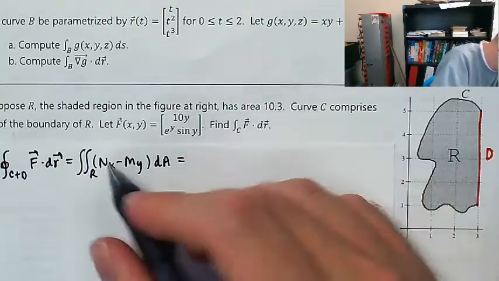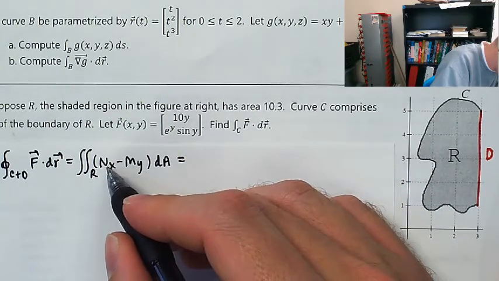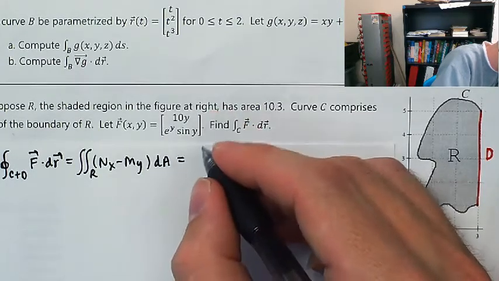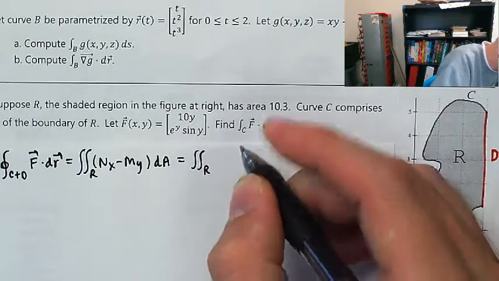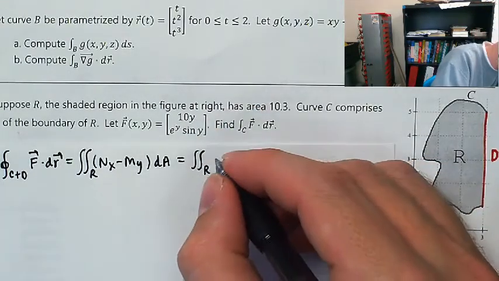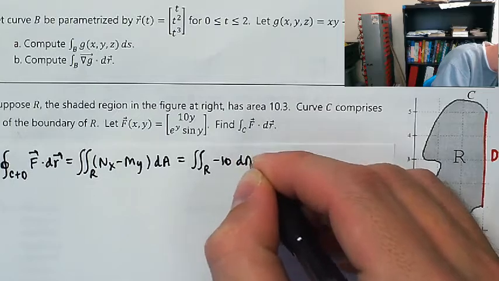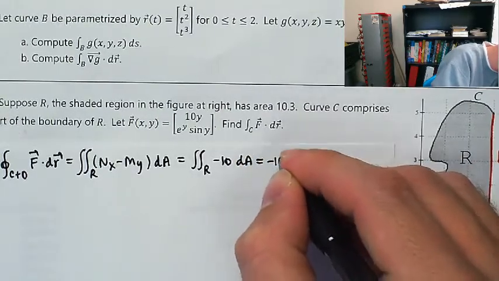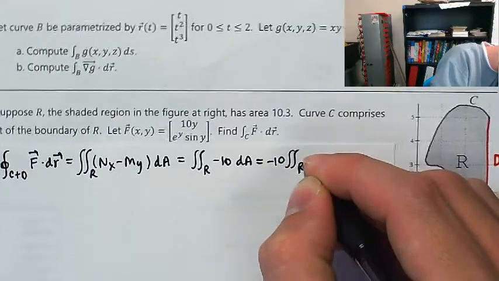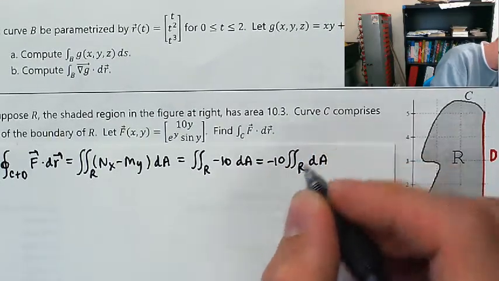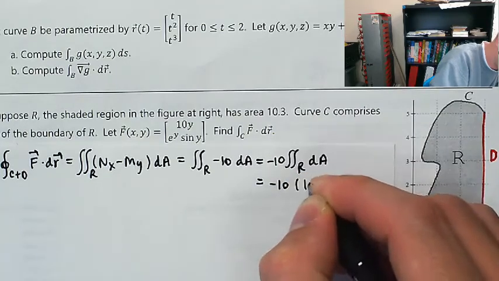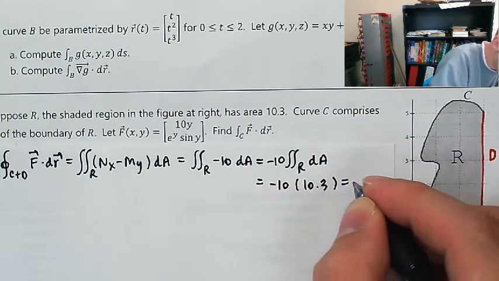Okay. Now, Nx is 0. Okay, so Nx is 0, My is 10, so that's negative 10 dA. Okay, I can factor out the negative 10. The double integral of dA is just the area of region R, so that's negative 10 times 10.3, which is negative 103.